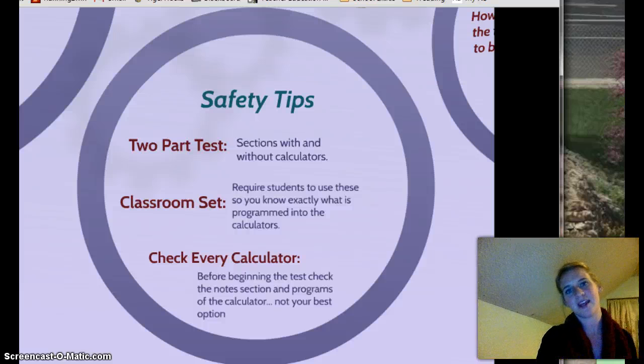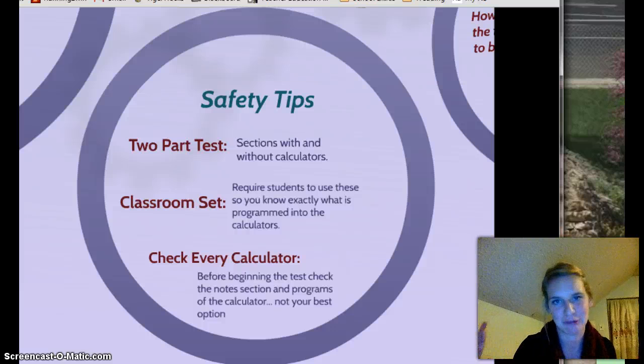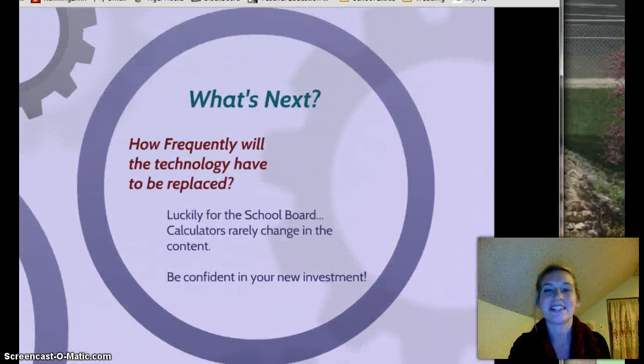And one form that I should mention, because it is a possibility, but I don't think this is a good method at all, and I would not advise anyone to do it, is to check every calculator before a test starts. This is time consuming. You wouldn't get through everyone's calculator before the day's over. And so I mention it because it is a possibility, but it's not a good one. So avoid that. But what's next?